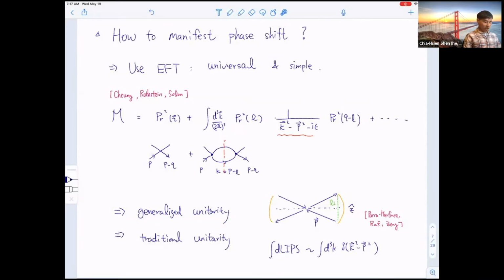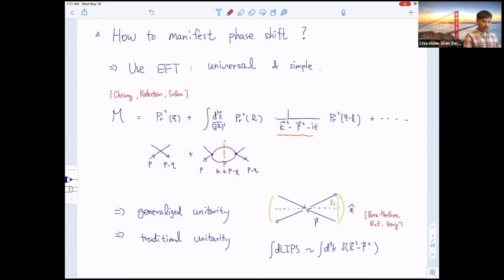But on the other hand, it's not so easy to see this in the traditional unitarity in terms of the optical theorem, because really the phase-space integral is some integral over this delta function. So it's very similar to this one, but they're simply not the same. Delta function, delta of x is not 1 over x plus i epsilon. So what should we do?